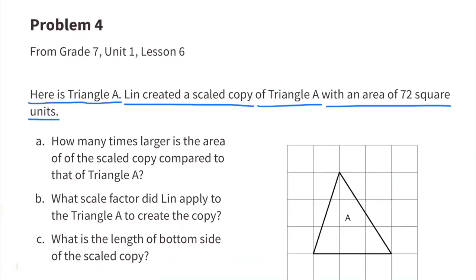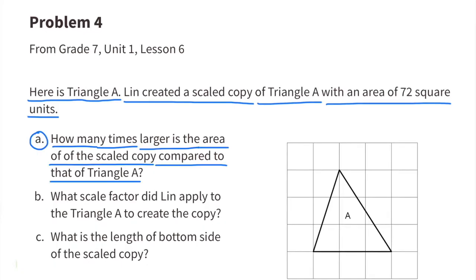Number 4. Here is Triangle A. Lynn created a scale copy of Triangle A with an area of 72 square units. A. How many times larger is the area of the scaled copy compared to that of Triangle A?